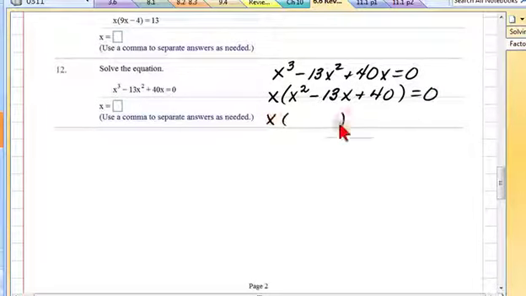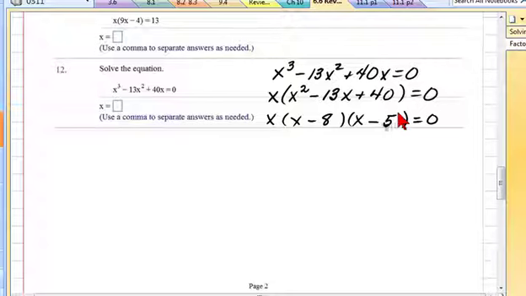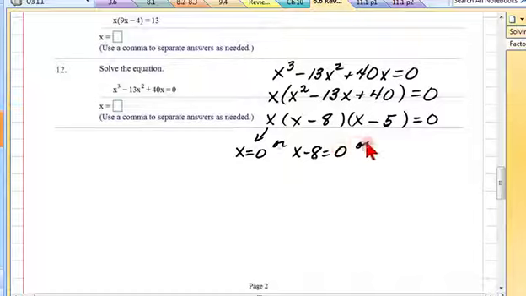Keep the x, factor the trinomial, last sign is positive, which means what? Both are negative. Need an x and an x. I need factors of 40 that add up to be 13, 8 and 5. Now I'm going to go ahead and show the steps. I have 3 factors this time. So the zero factor property says x is 0, or x minus 8 is 0, or x minus 5 is 0.